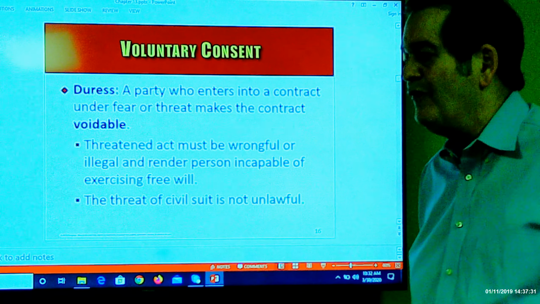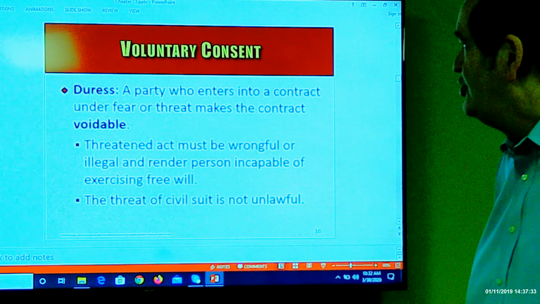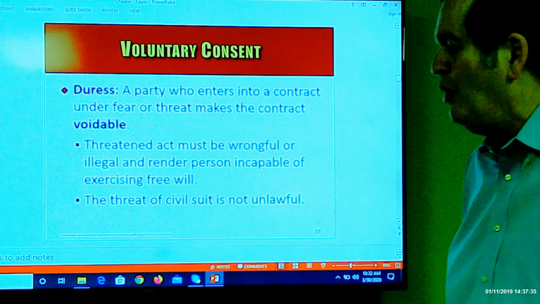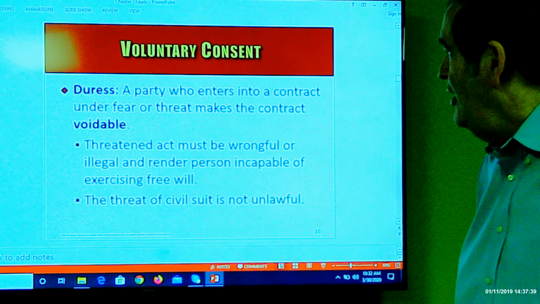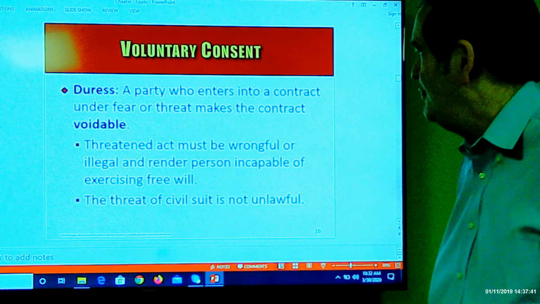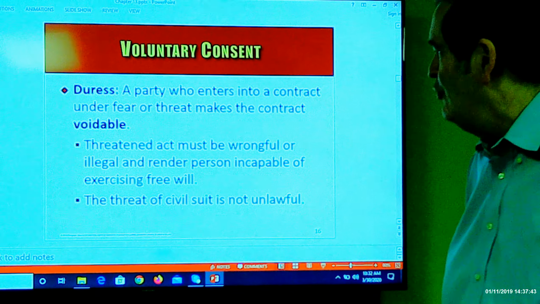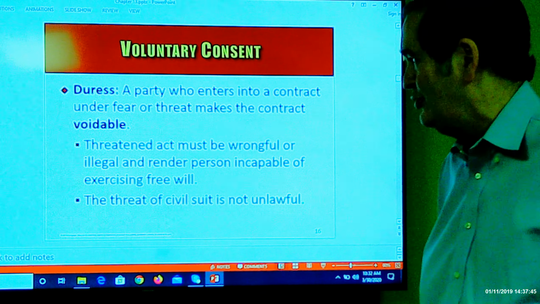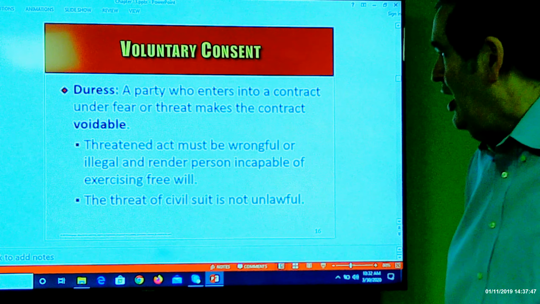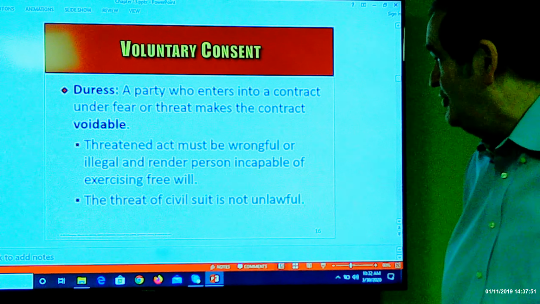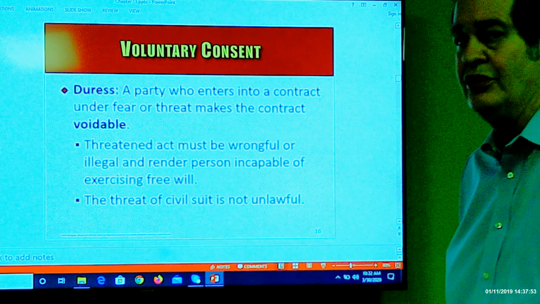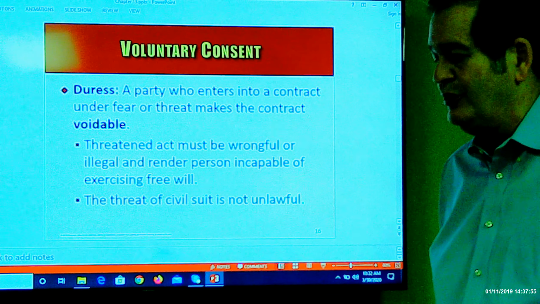Duress is a little bit different. Duress is a creation of fear on the part of one of the parties to enter into the contract. The threatened action in this must be wrongful or illegal and render the person incapable of exercising free will. The threat of a civil suit, though, does not rise to duress, and is not unlawful, because everybody has the right to bring a lawsuit.